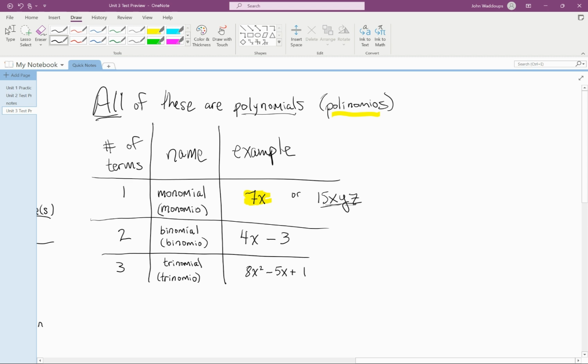A binomial, or in Spanish, un binomio, has two terms, 4x minus 3. And here we can see there is one term here and another term here separated by that minus sign. A trinomial has three terms, or un trinomio tiene tres términos. Here we see 1, 2, 3.